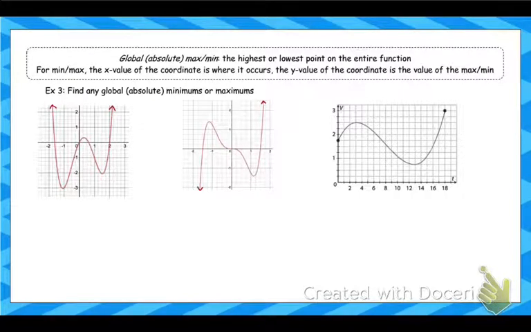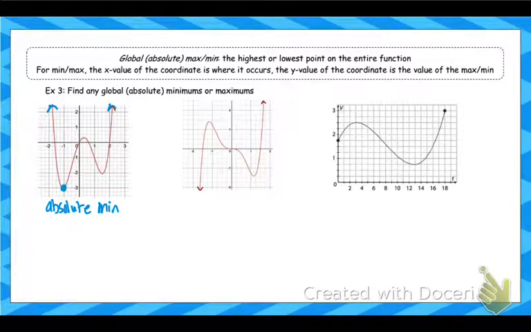So looking at that first graph, that graph does have a lowest point on it. So this point right here, that is the absolute or global minimum on that graph. This graph does not have an absolute or global maximum. It only has a minimum because this graph continues to infinity in both directions.